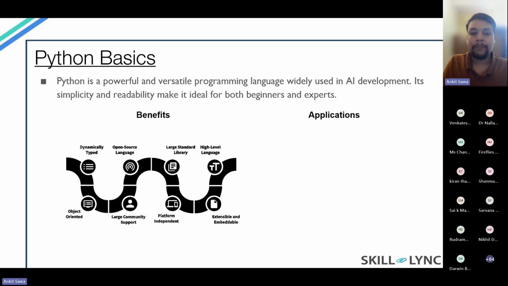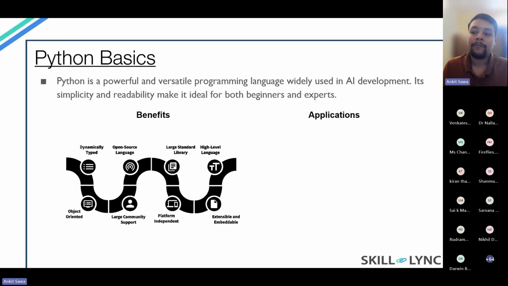Some key benefits of Python: it's an open source language. Open source means it's free to use. And when it's free to use, users like ourselves can use it in our projects, and developers can use it to develop more advanced libraries for us.